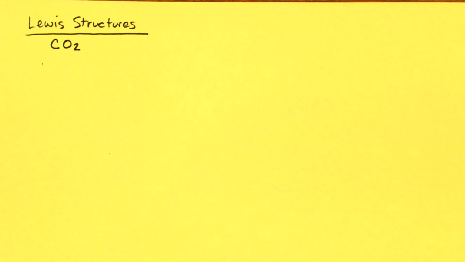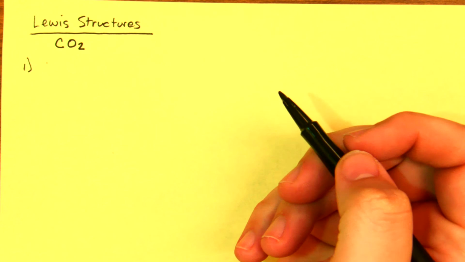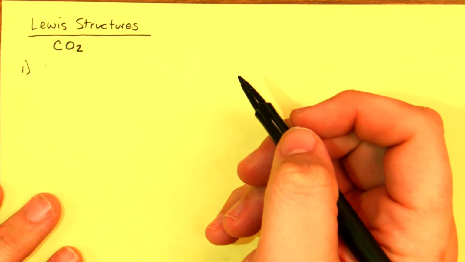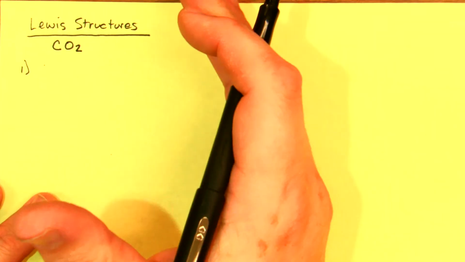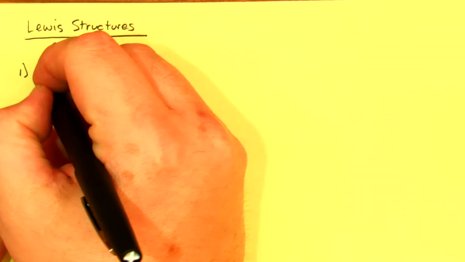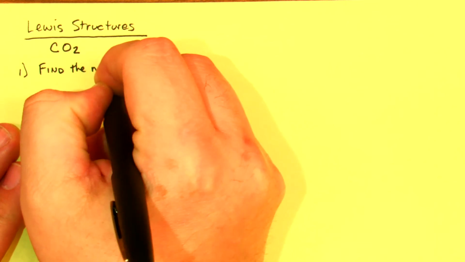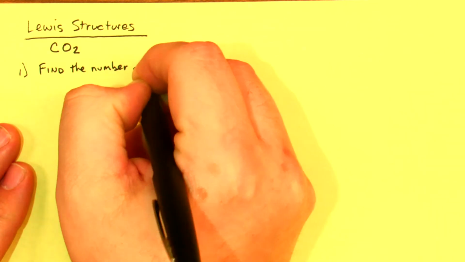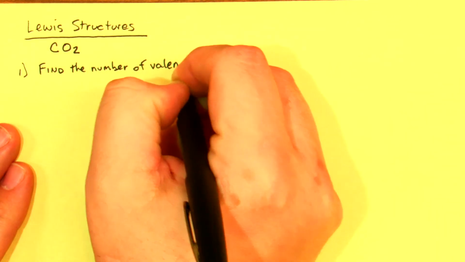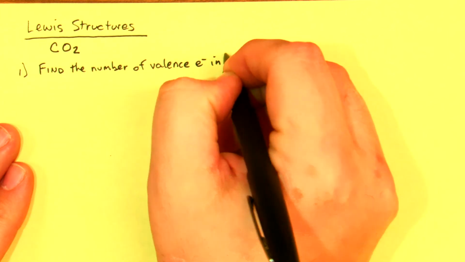All right, now the first thing, if we're doing this totally formally, and this is going to work for every single one that you have, the first thing you have to do is find the number of valence electrons in total.